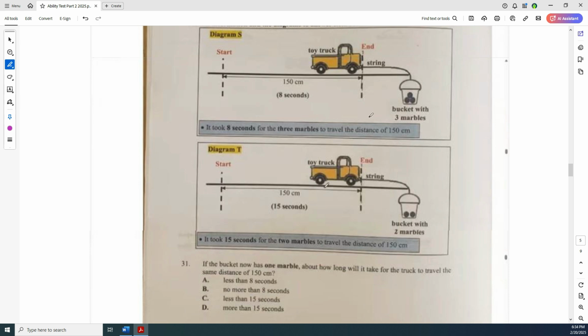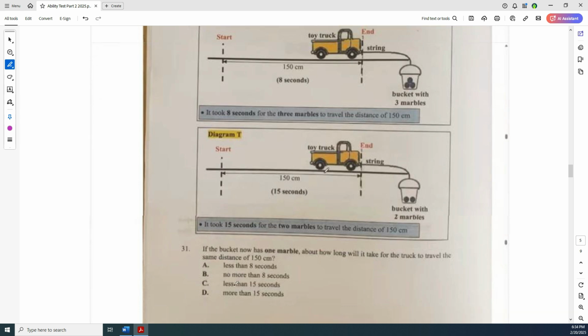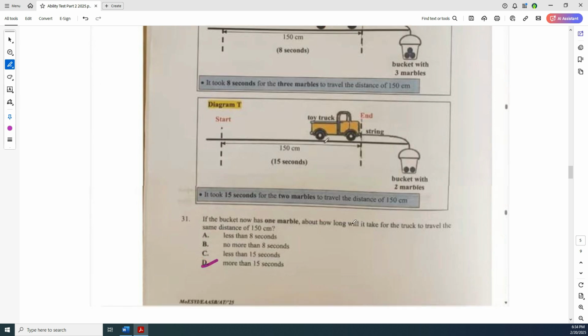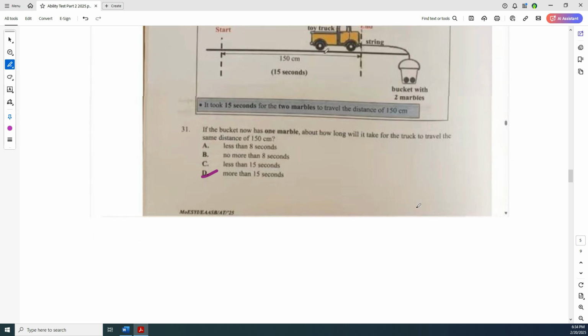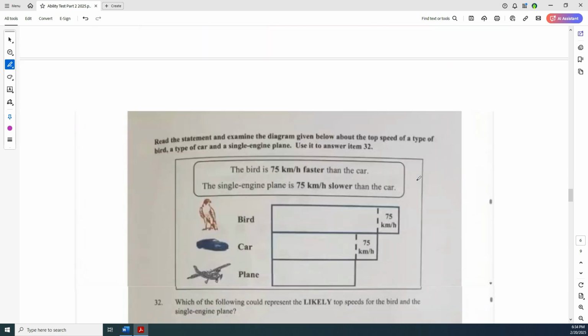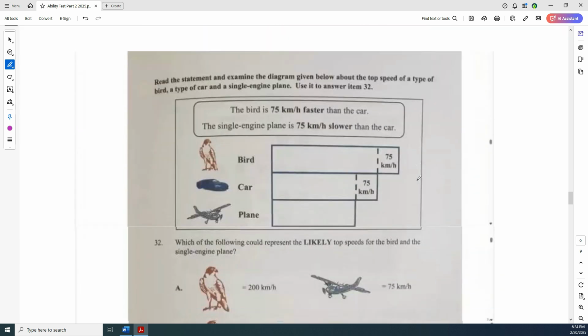No more than 8 seconds? No, it will be more than 8 seconds. It will be more than that, if anything, because with 2 marbles, it went 15 seconds. Less than 15 seconds? No, it has to be more than 15 seconds because 2 marbles took 15 seconds. So it's going to be more than 15 seconds because it's just 1 marble. It won't pack that much punch. All right, so let's move on to 32.